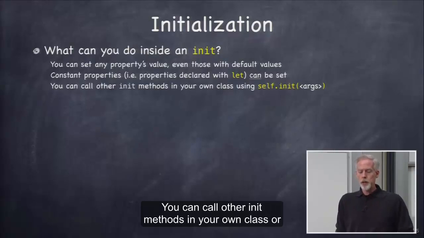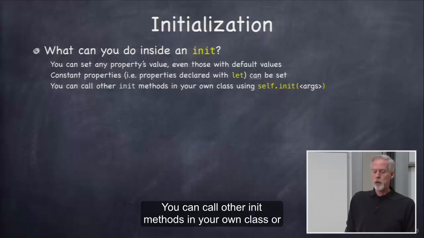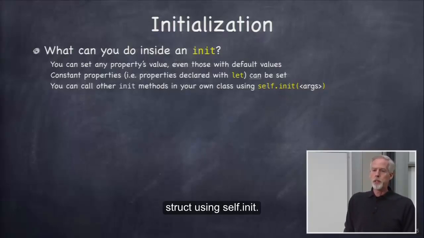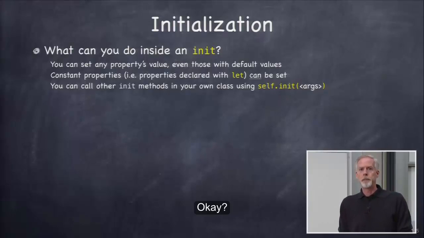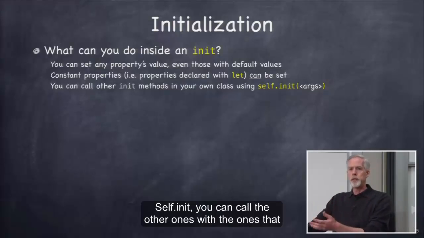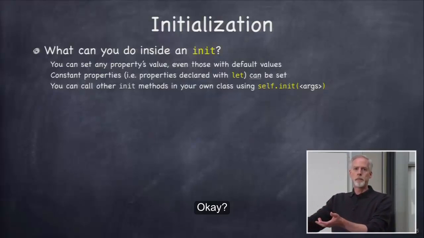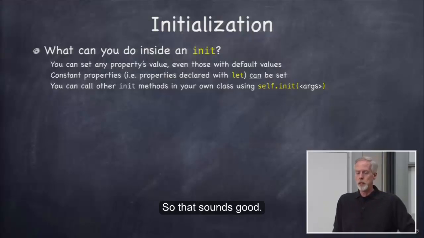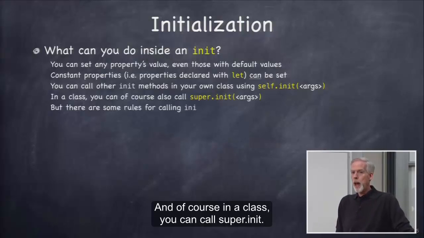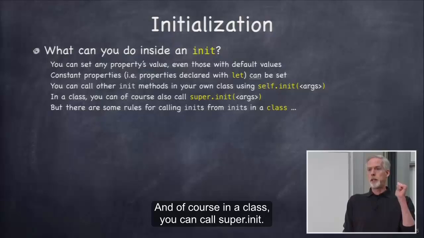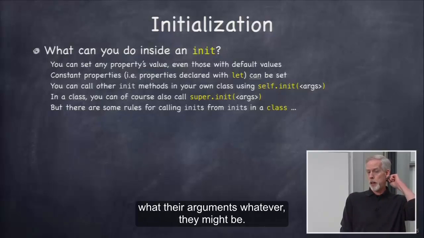You can call other init methods in your own class or struct using self.init. Self.init, you can call the other ones with different arguments. So that sounds good. And of course, in a class, you can call super.init. Call your superclass's initializers with their arguments, whatever they might be.